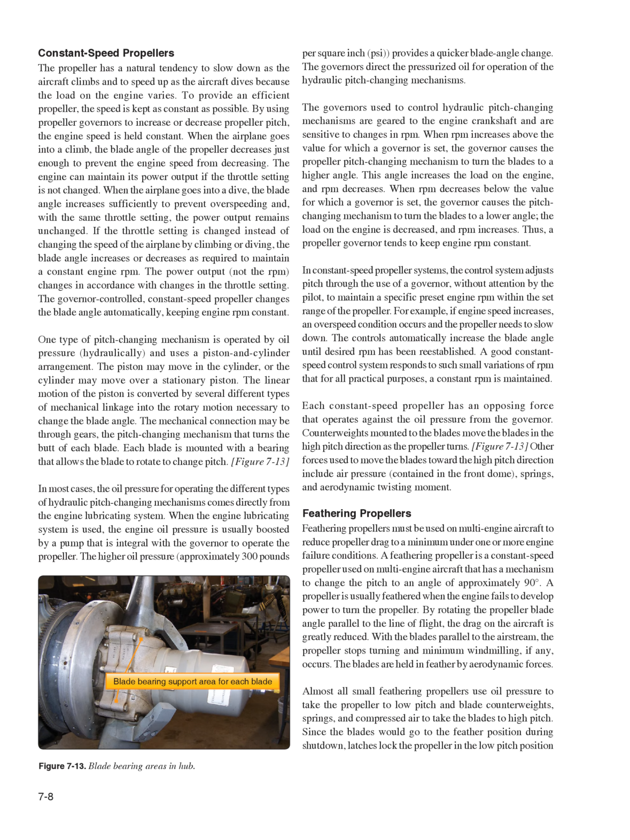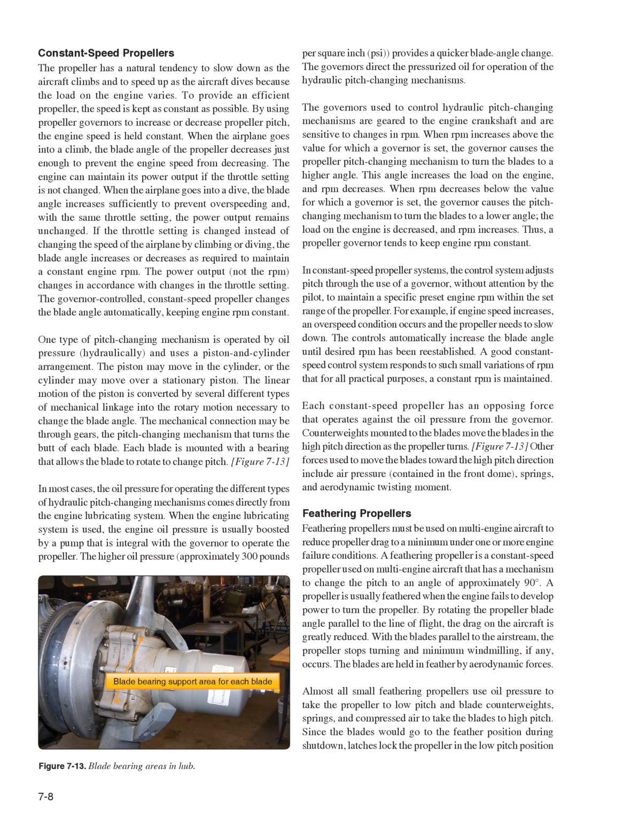Figure 7.13. In most cases, the oil pressure for operating the different types of hydraulic pitch-changing mechanisms comes directly from the engine lubricating system. When the engine lubricating system is used, the engine oil pressure is usually boosted by a pump that is integral with the governor to operate the propeller. The higher oil pressure, approximately 300 psi, provides a quicker blade angle change. The governors direct the pressurized oil for operation of the hydraulic pitch-changing mechanisms.